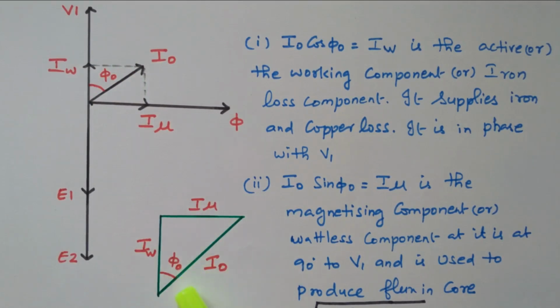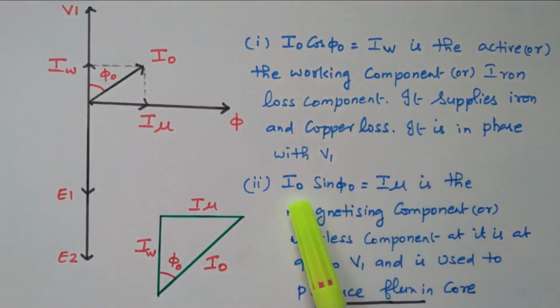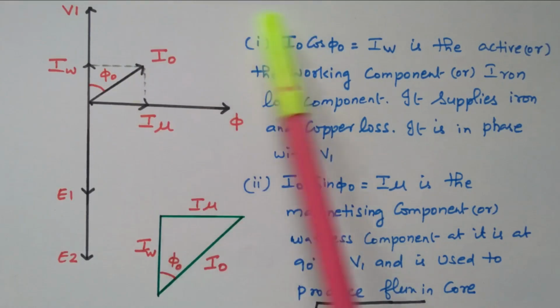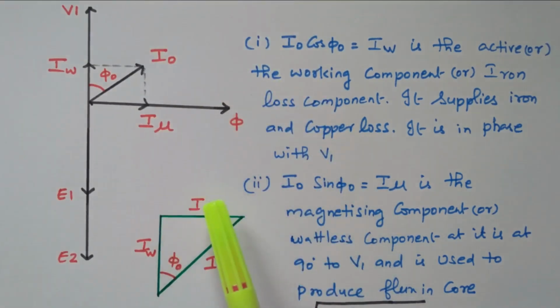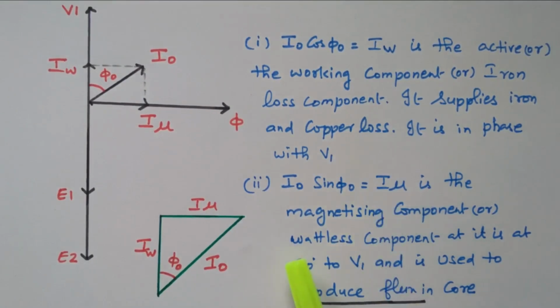So from that, if you take sin phi, it is opposite side by hypotenuse, I mu divided by I naught. So I naught sin phi equals I mu. Similarly, cos phi naught is adjacent side by hypotenuse, IW by I naught. So I naught into cos phi will give the IW. So the two components are available in I naught: the working component and the magnetizing component, right.